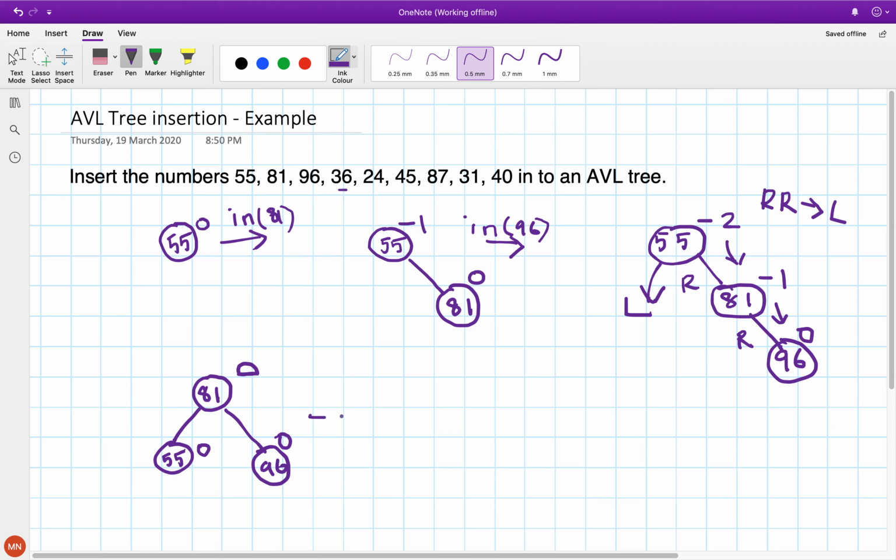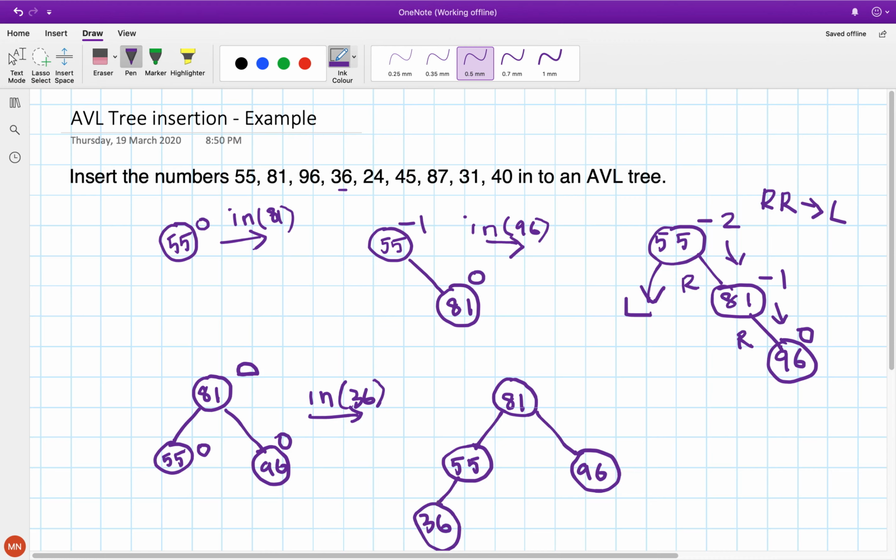So if you insert the number 36, I'm writing here, insert the number 36. So 81 will be my root as before. Then I have the left node as 55 and the right node as 96. Okay, now I am going to insert the new node, that is 36. Now if you calculate the balance factor, this has a balance factor 0, this has a balance factor 0, this has a balance factor 1.